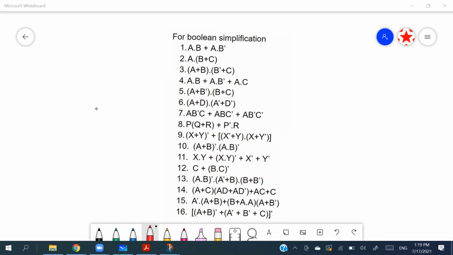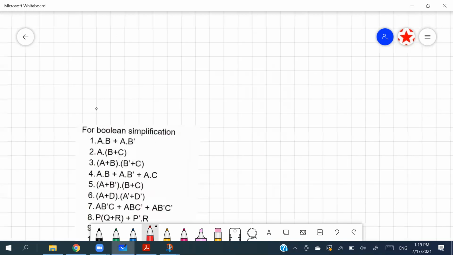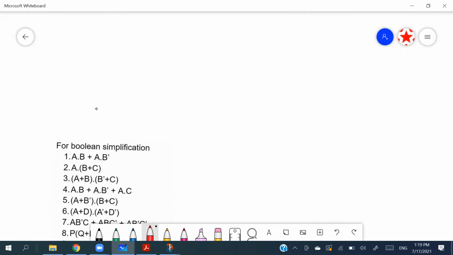Okay, so let me try this. The first one, it's a simple calculation we have to do. It says A dot B plus A dot B bar. I can see A is common in these two terms. So I'm taking A out, which leaves B plus B bar inside the brackets.